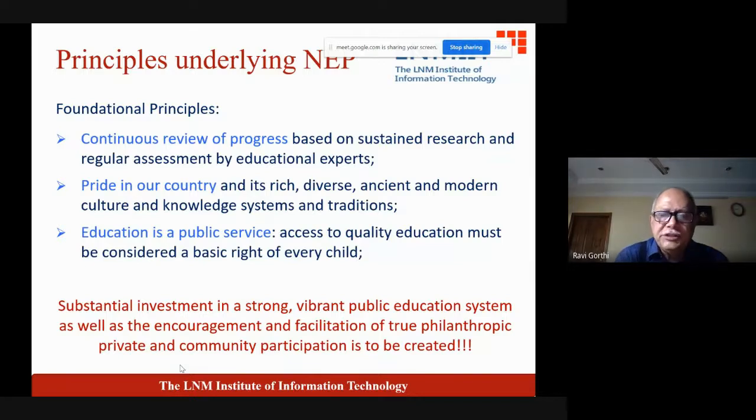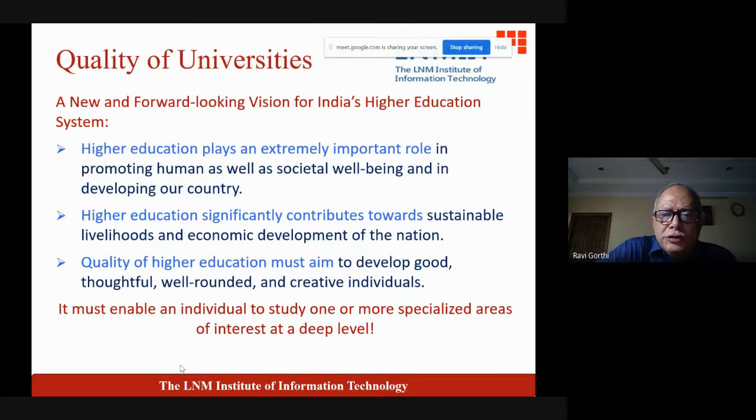Let's wait and see how it takes shape. If it becomes an Indian Education Service, just as the IAS, there will also be a great, beautiful improvement. Substantial investment in a strong, vibrant education system, as well as encouragement and facilitation of true philanthropic and community efforts. We are actually on that participative mode here, so we understand that. Substantial investment is there in the document. These are the underlying principles. We'll move on with these principles set out. These are all from the document.